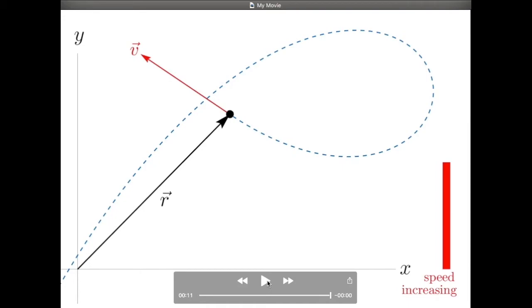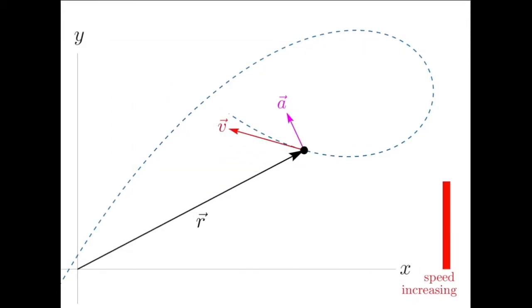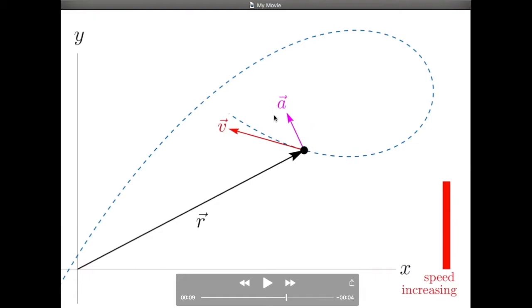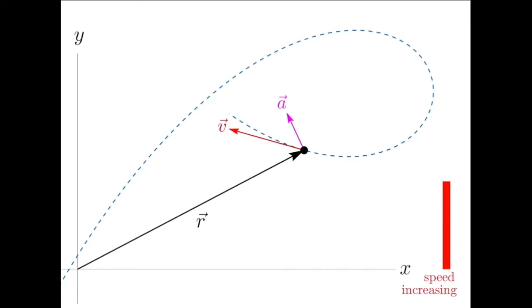Alright, now let me show you one more animation that also includes the acceleration vector. This is the same object traveling the same path. I've just included this purple acceleration vector. The acceleration vector also gives you two bits of information. It tells you whether the object is speeding up or slowing down, and whether or not it's turning.